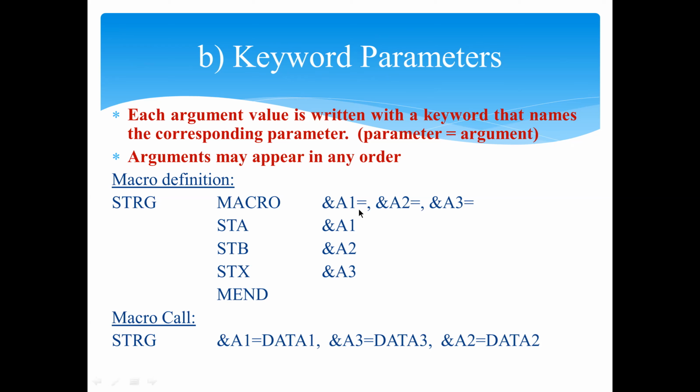This denotes keyword parameters. So if you give a syntax of such sort, that means when you invoke the macro, the name of the macro is strg. When you invoke the macro, there you have to specify for which parameter what value you are passing. And it can be passed in any order. So automatically wherever you have A1, it will replace A1 with data1, and it will replace A3 with data3, and it will replace A2 with data2. So you should know the names of the parameters used in the macro. And the arguments which are passed are data1, data3, and data2. So that is your keyword parameters.